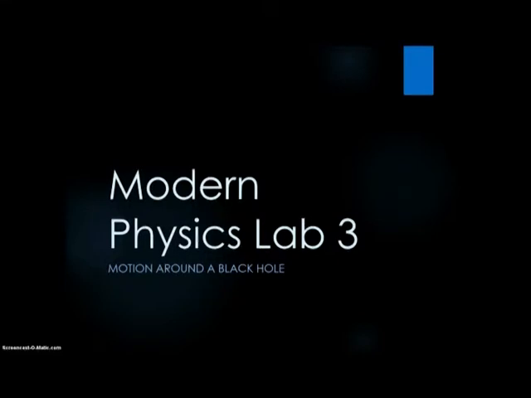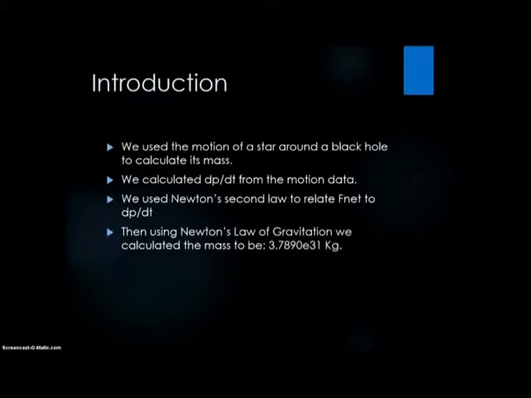Hello, this is my Modern Physics Lab 3, and this is exploring the motion of a star around a black hole. In this lab, we use the motion of a star around a black hole to calculate its mass. We then calculate our dp/dt, our change in momentum over a change in time, from the motion data. We then use Newton's second law, which we can use to relate Fnet to dp/dt. And then we use Newton's law of gravitation using that Fnet, and we calculate the mass of the black hole, which I found to be 3.7890 times 10 to the 31st kilograms.